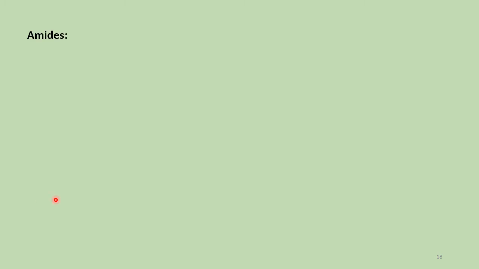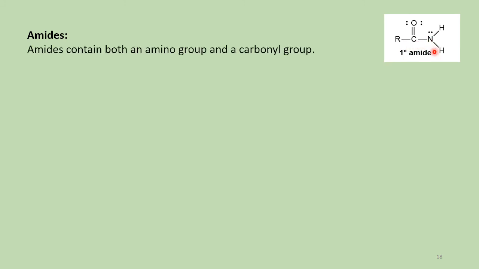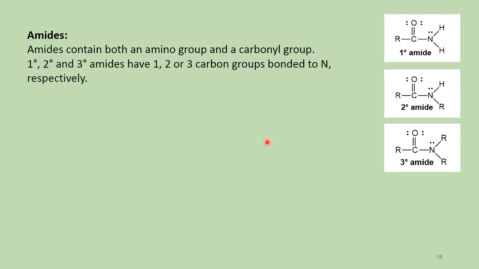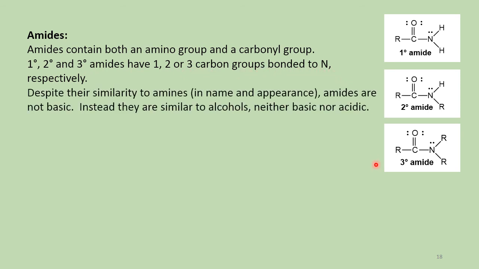Let's look next at amides. R-carbonyl NH2. Now amides contain both an amino group and a carbonyl group. A primary amide has one carbon group attached to nitrogen. A secondary amide has two carbon groups bonded to nitrogen. And a tertiary amide has three carbon groups bonded to nitrogen. So primary, secondary, and tertiary amides have 1, 2, or 3 carbon groups bonded to nitrogen respectively.